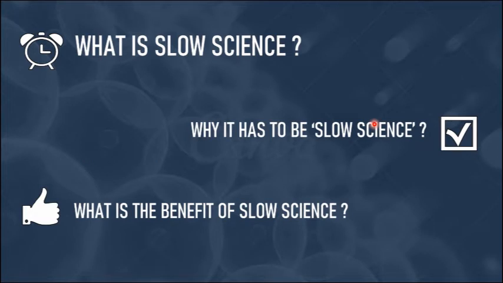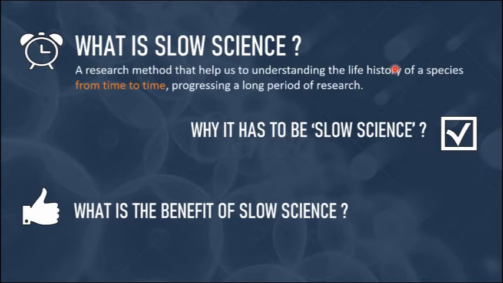And here we go. There are three questions according to slow science: what is slow science, why it has to be slow science, and what is the benefit. The first one is, what is slow science? Slow science is a research method that helps us understand the life history of a species from time to time, progressing along a period of research. The key word is from time to time.